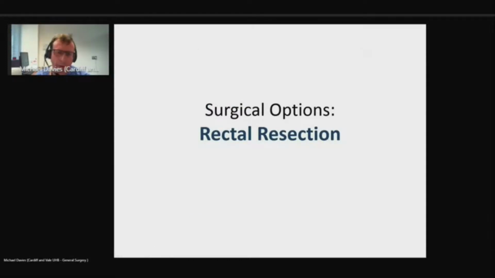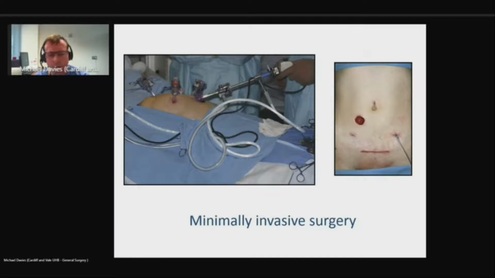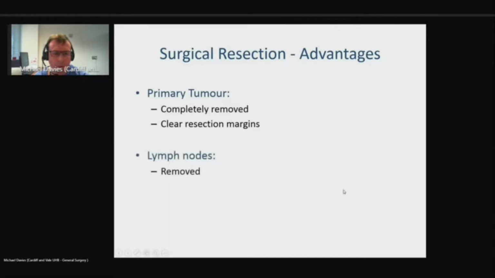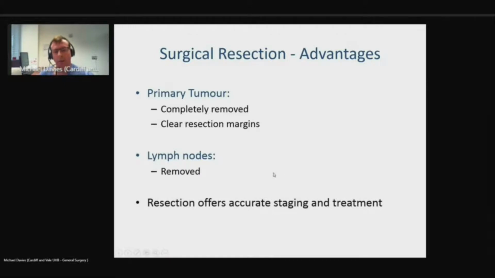Focusing now on rectal resection, the majority of this is now done with minimally invasive surgery, a nice small cosmetic incision, a reversible stoma, all well and good, and seemingly very attractive. It has the advantages that the primary tumour is clearly removed, with an early cancer, clear resection margins, lymph nodes are removed, and therefore we've got accurate staging and accurate treatment.